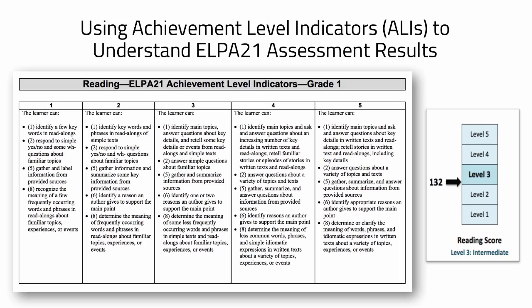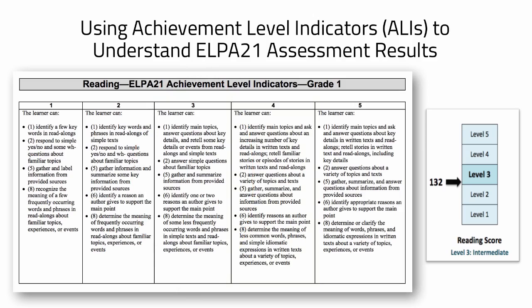Let's use an example to illustrate how you might use this resource. Suppose that you are a first grade teacher and have a student or significant portion of your students who scored at a level 3 or intermediate level in reading. Which standards would you target in order to bolster their reading skills? By reviewing the achievement level indicators for grade 1 in reading, you can see that standards 1, 2, 5, 6, and 8 address reading. Thus, you may select instructional activities that focus on one or more of these standards.